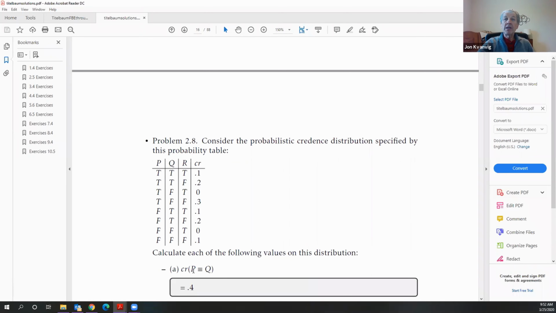What's the credence that P is equivalent to Q? The answer is 0.4. So where did I get that answer? Well, P is equivalent to Q comes out true on this truth table when P and Q have the same truth value. So they have the same truth value at lines 1 and 2 and 7 and 8. The middle 4, they have opposite truth values. So you calculate the credence for it just by summing 1, 2, 7, and 8, and the answer for that is 0.4.